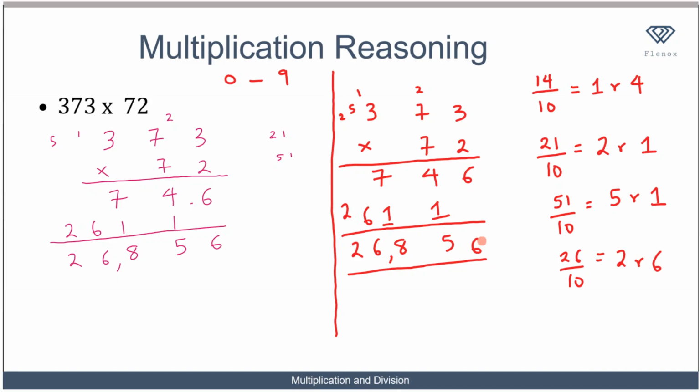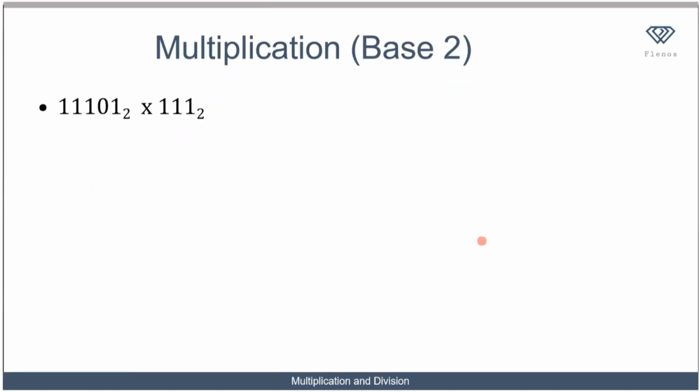So now what we are going to be doing is to generalize this idea and try to multiply numbers in other base systems. Now let's look at multiplying this number that is in base 2. So we're given 11101 in base 2 times 111. As I've explained, all digits in base 2 must lie between 0 and 1. So let's start out. You have 11101 in base 2 multiplied by 111 in base 2.